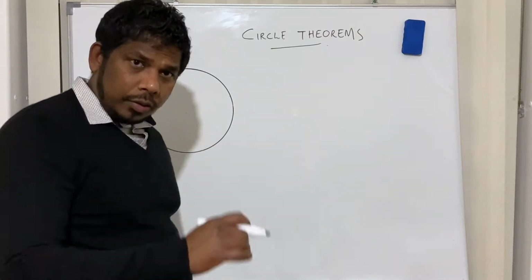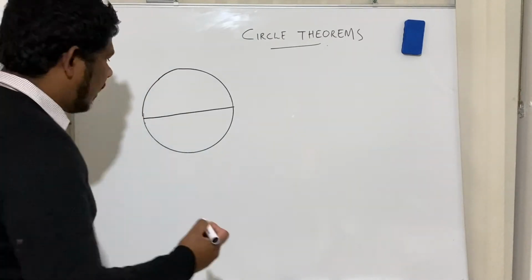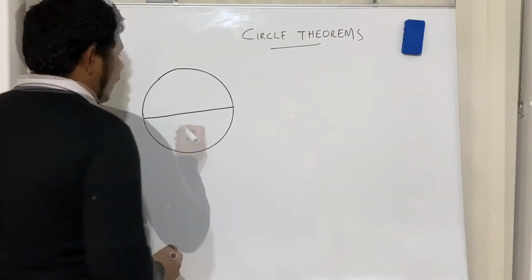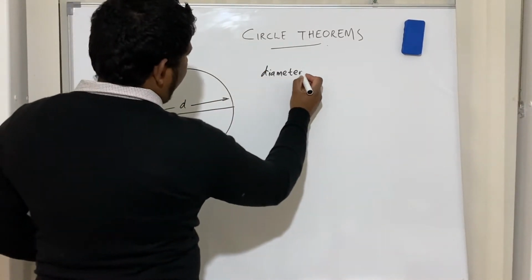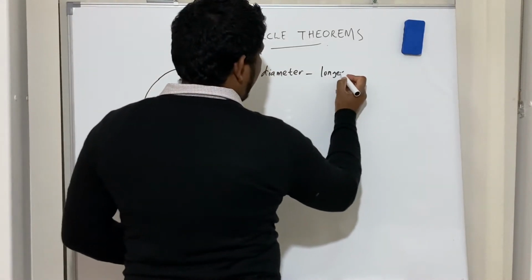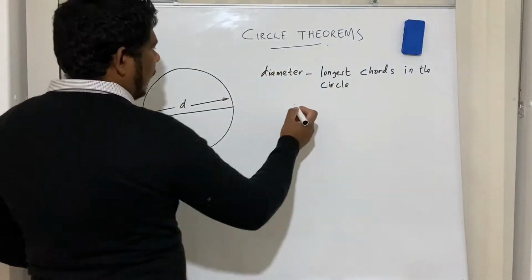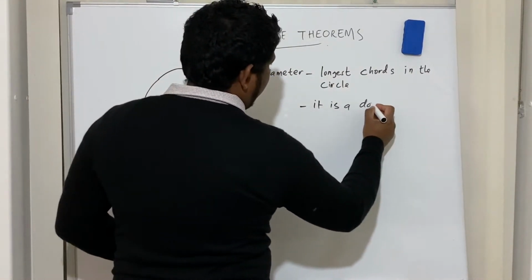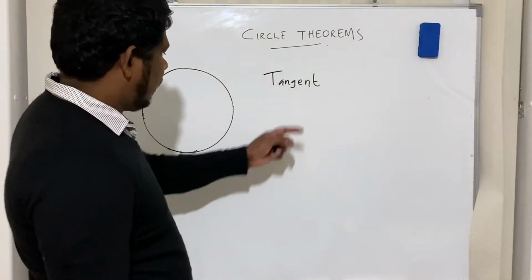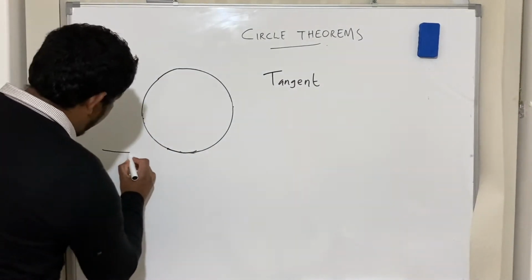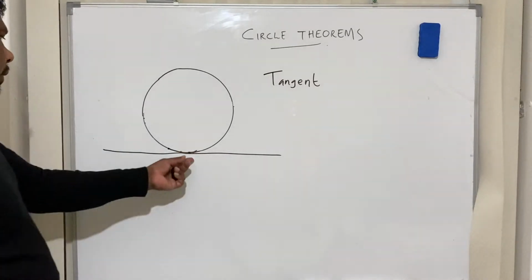And a chord going through the center is called a diameter. The diameter is the longest chord in the circle, and it's double the radius. The next one is tangent. A tangent is a straight line that touches the circle at one point of the circumference.